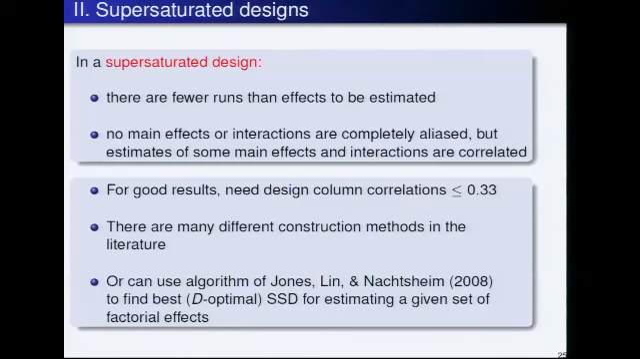There are many different construction methods in the literature. There's also an algorithm of Brad Jones, Dennis Lin, and Chris Nachtsheim, which will find the best Bayesian D-optimal supersaturated design for estimating a given set of factorial effects. Now we're going to make use of this algorithm because in a simulation setting where you want to run around the loop 1,000 times, you want to be able to generate designs. You can't go into the literature and pull out good constructed designs.